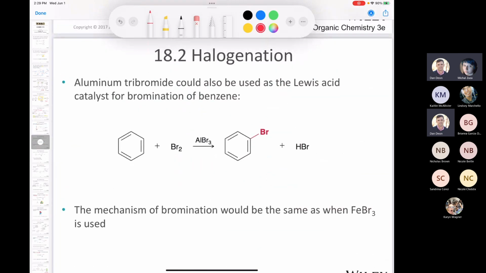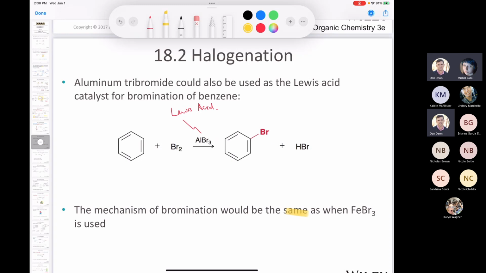Well, are there other options besides using iron and making iron 3 bromide? And the answer is yeah. There are other Lewis acids you could use to add a bromine to an aromatic ring. Instead of using FeBr3, iron 3 bromide, you could just use aluminum tribromide. That will work as well. So AlBr3 is also a Lewis acid. The mechanism would be the exact same as when FeBr3 is used.